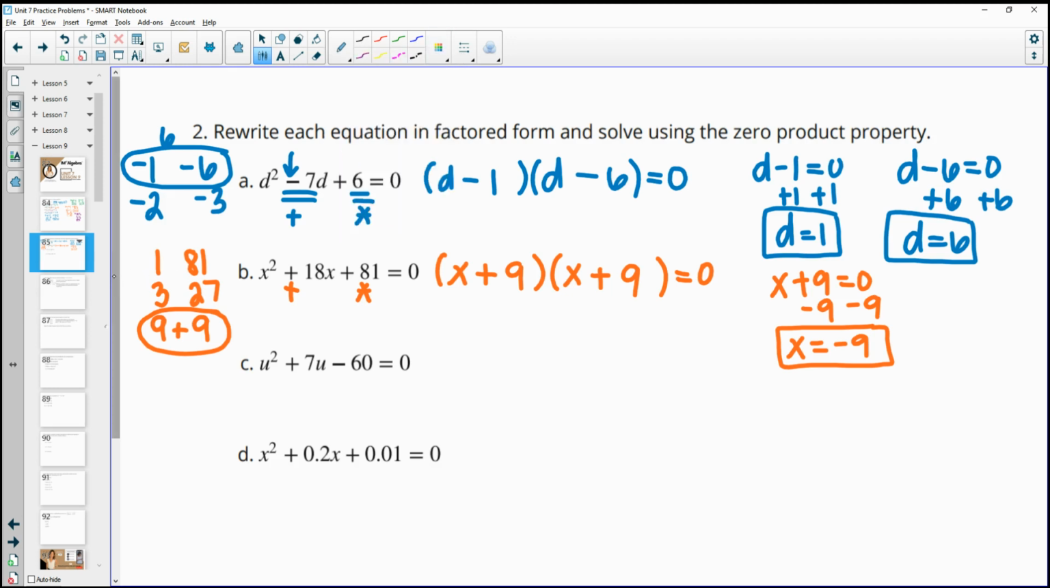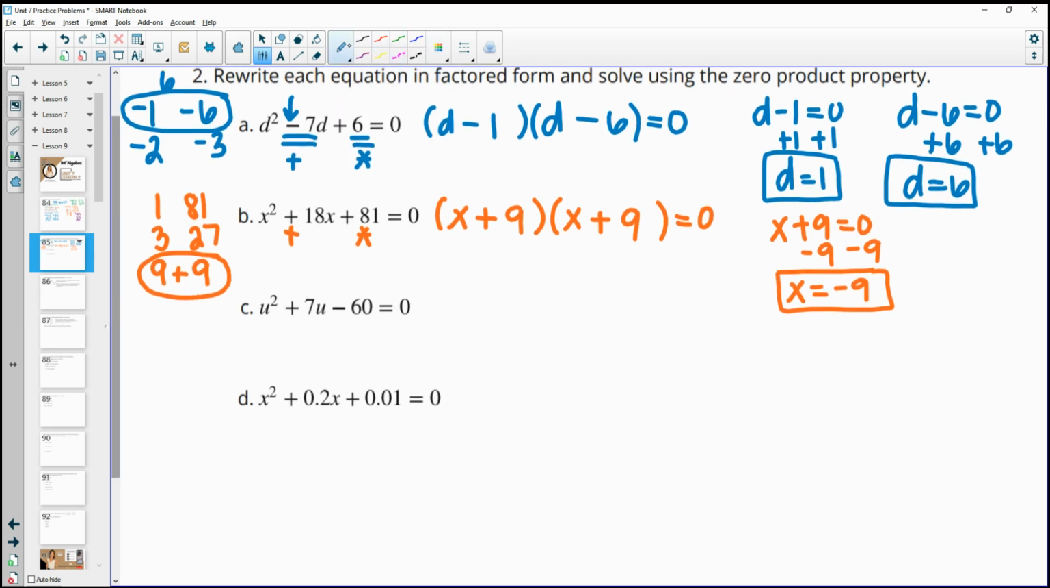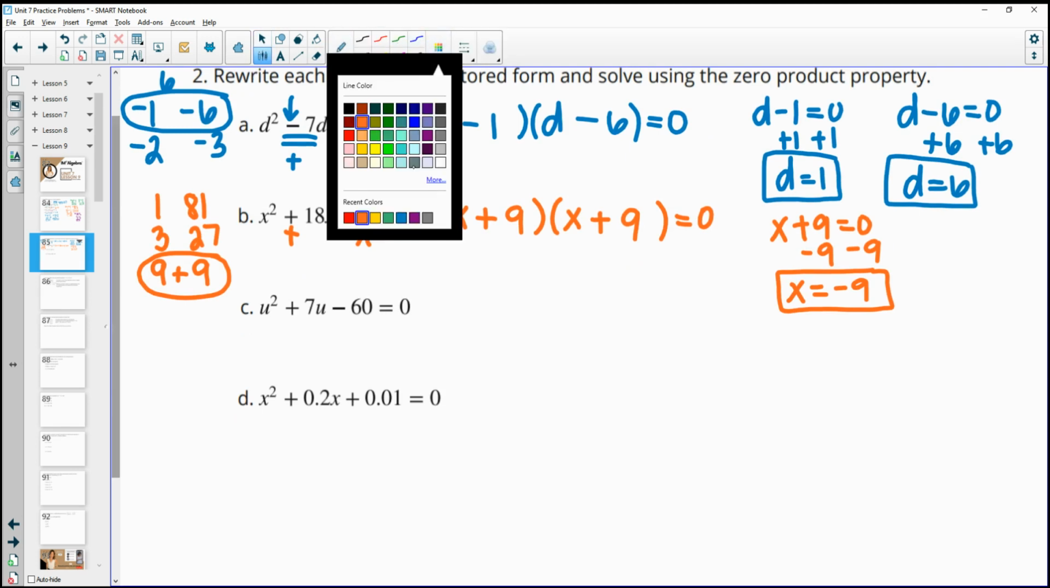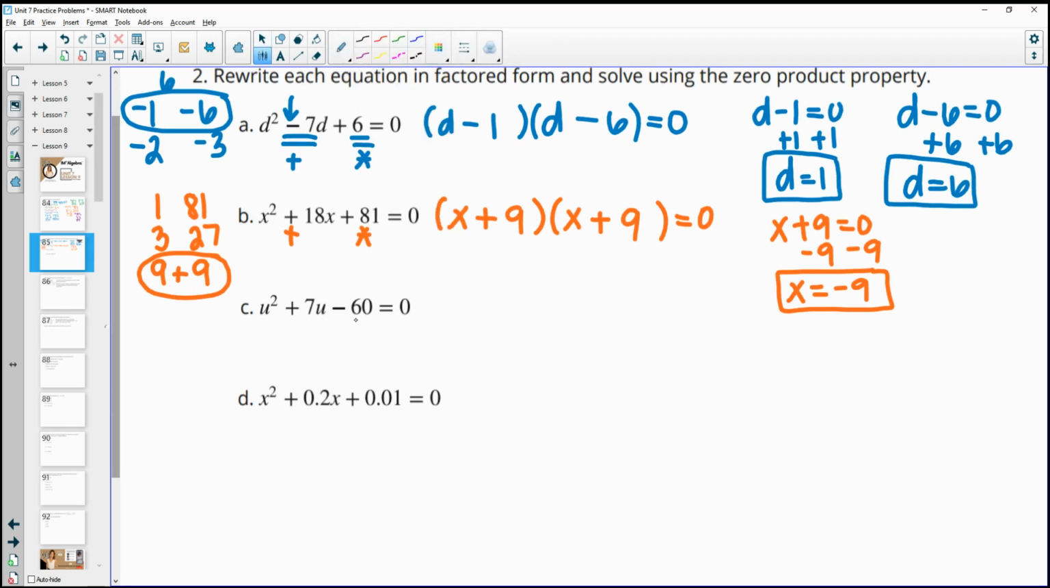Part C, now we need to multiply to a -60. And we need to add to a positive 7. So if we're multiplying to a negative number and we're adding to a positive, we need one of each sign. So one of our numbers is going to be negative and one of our numbers is going to be positive. So we're going to have a minus and we're going to have a plus.